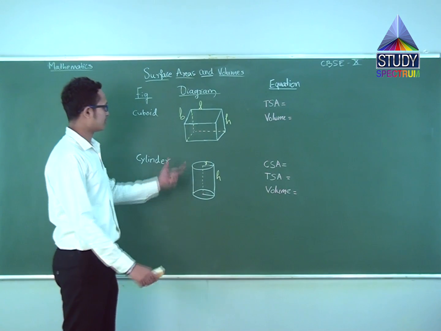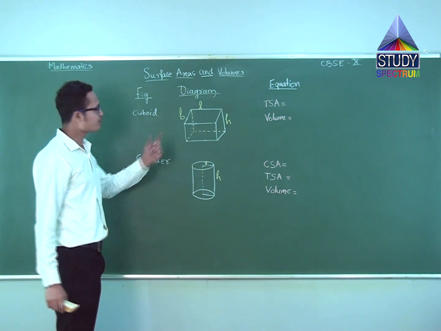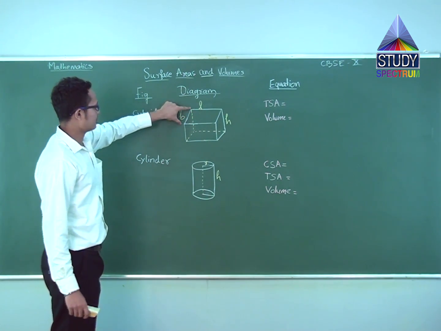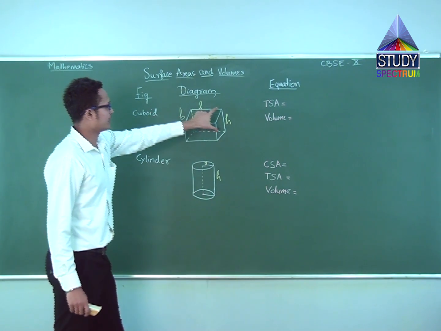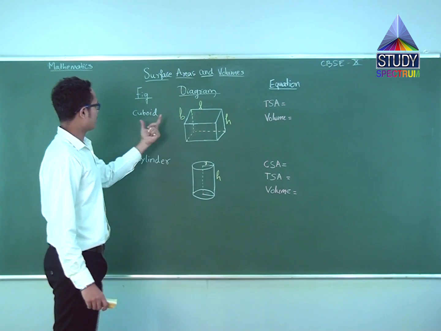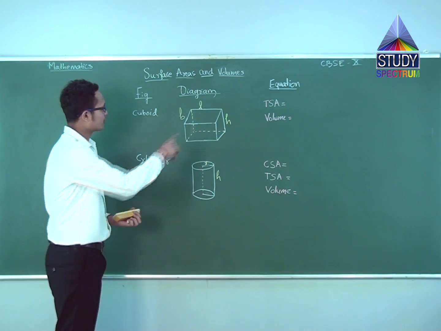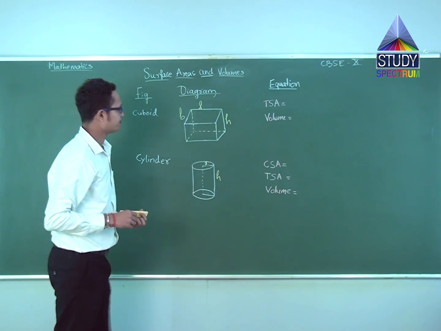Alright guys, now coming back to the cuboid again. This edge is indicated by the length L, this by the breadth B, and this as the height H. This is a 3-dimensional figure. Now I'll write the formula for the total surface area of the cuboid.